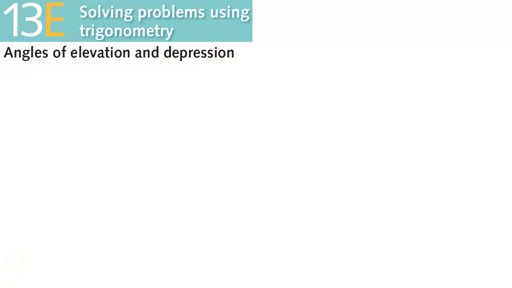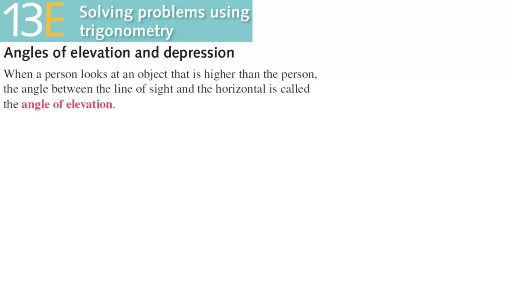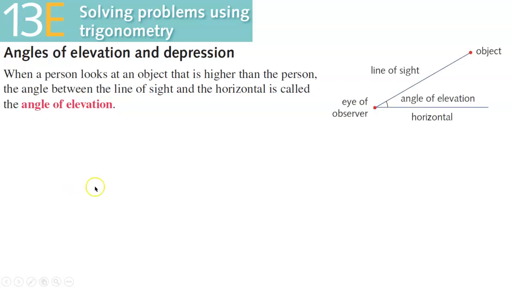Solving problems using trigonometry. In this lesson, we're going to be looking at angles of elevation and depression. When a person looks at an object that is higher than the person, the angle between the line of sight and the horizontal is called the angle of elevation. So here's the person standing at this dot. That's where their eye is. This is our horizontal, and the angle that they tilt their head back to look up at an object is called the angle of elevation.